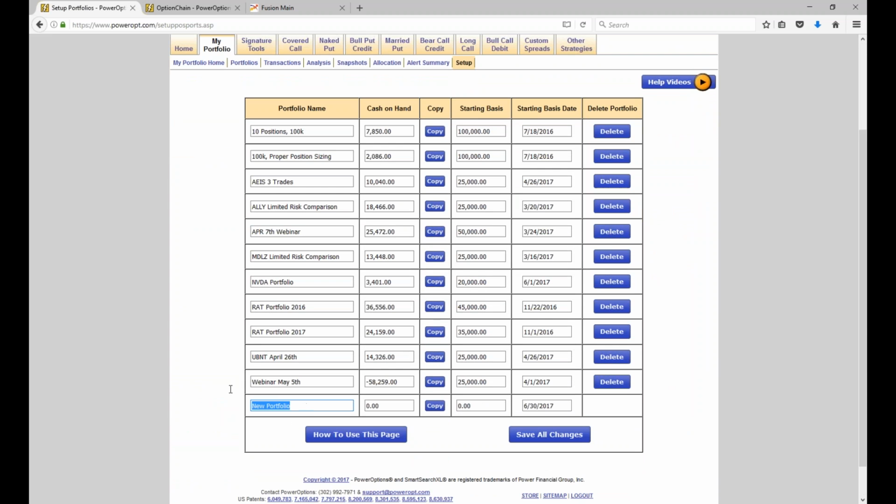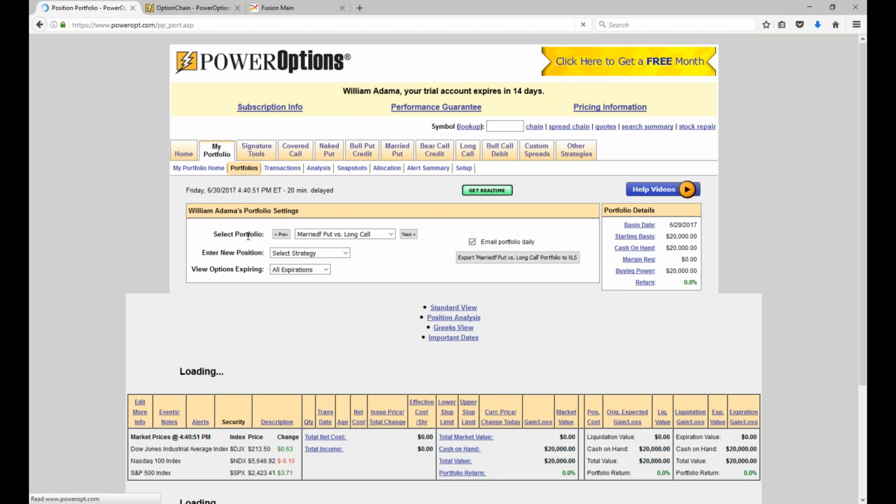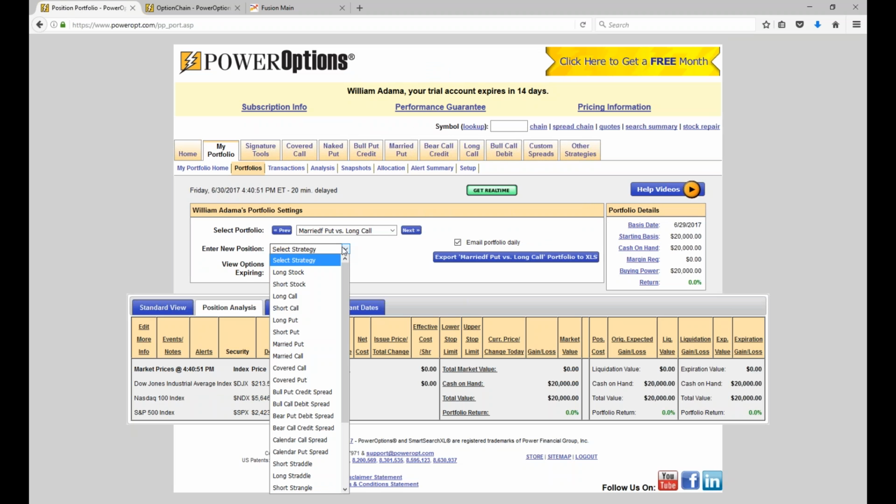Let's create a new portfolio. We're just going to call it married put versus long call. We're going to have to look at 3 different factors here. So I'm creating a portfolio from scratch. Spelled it wrong, but that's okay. $20,000 starting basis as of yesterday. It's 29. Okay, good stuff. Now, let's go to our portfolio here. Portfolios is where we enter our open positions.